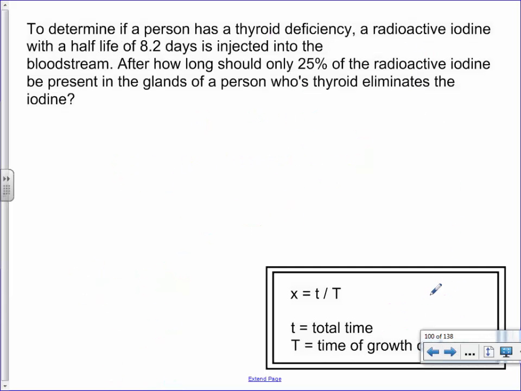Let's try another one. This one involves half-life kind of ideas. So for any of you who took my physics class, there are some similar concepts here. We're going to use some radioactive iodide, and iodide has what's called a half-life of 8.2 days. To begin writing this equation, I could say that things get cut in half over and over again. That's your base. And it gets cut in half every 8.2 days. That means that the bottom of the fraction is 8.2 days. We don't know how much time has elapsed, but we know that every 8.2 days it gets cut in half.